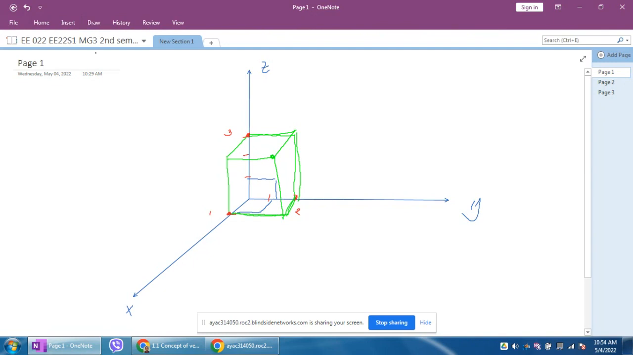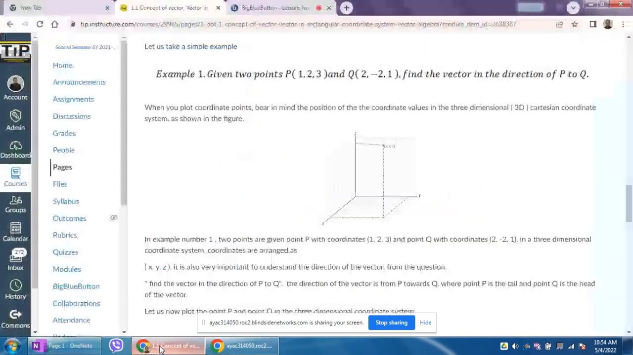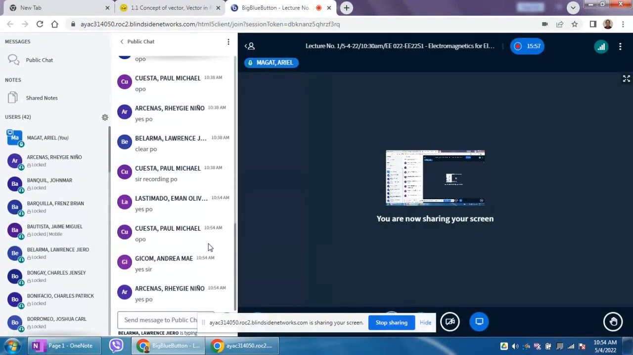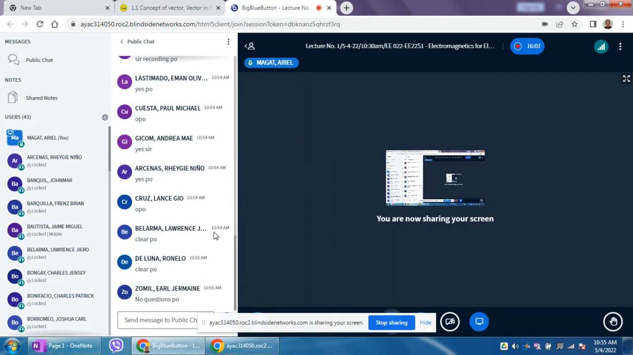So this is my point P. Now, ang coordinates po ng point P na yan is 1, 2, and 3. Is that clear? Malinaw po ba yung pagpa-plot ng point? Nasusundan po ba or do we have any questions? Okay, thank you, Eman, Andrea, Reggie, Lance, Lawrence. Ano ba na-miss ko? Okay, so thank you.